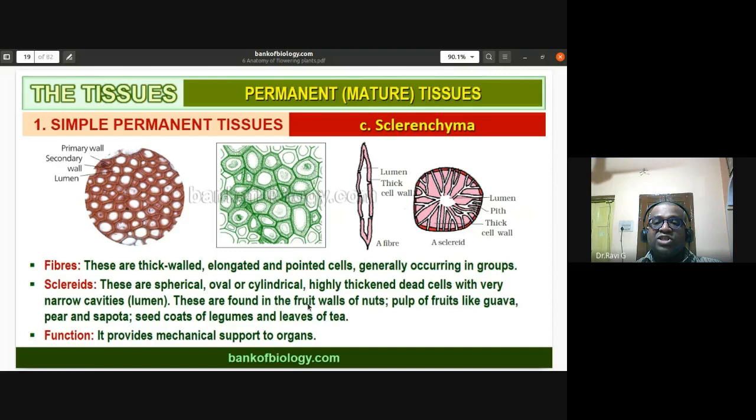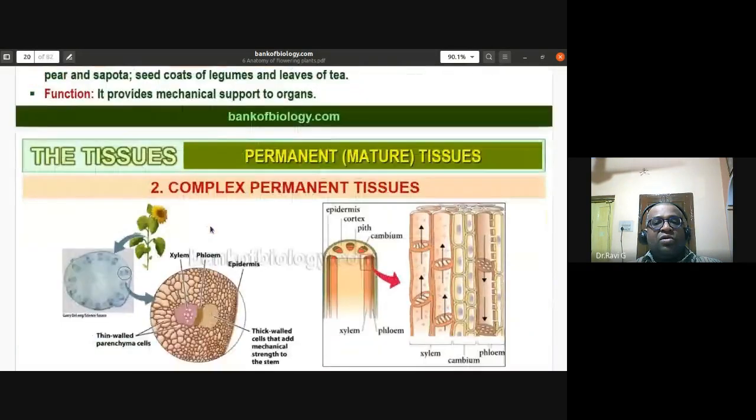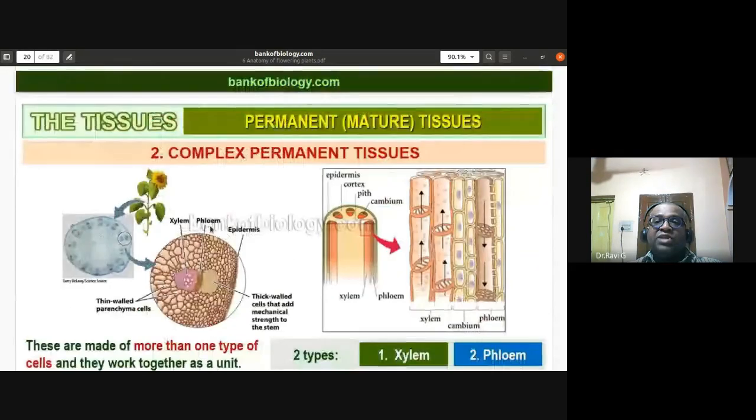Here they have not given those varieties in your textbook, but you can remember the different types of sclerites based on their shape and structure. Okay, so that is one thing that you should all remember. Then the next one that we are proceeding to is the permanent mature tissues.